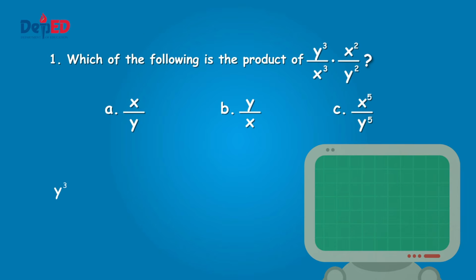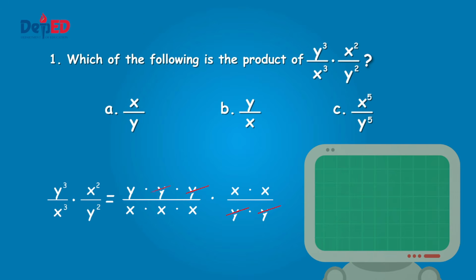To get the product, we can actually simplify the expression by writing it using prime factorization. Then, we divide or cancel common factors. The answer is y over x, letter B.